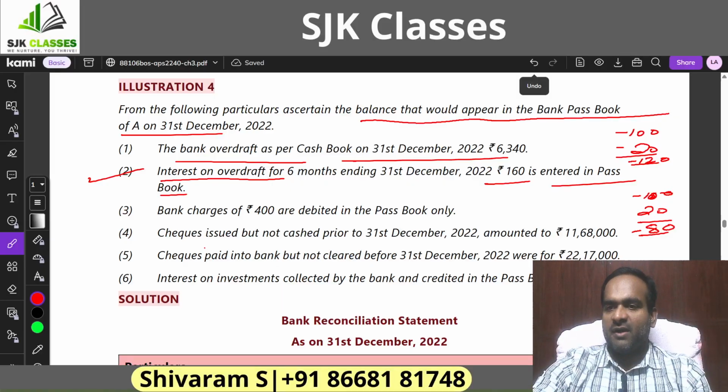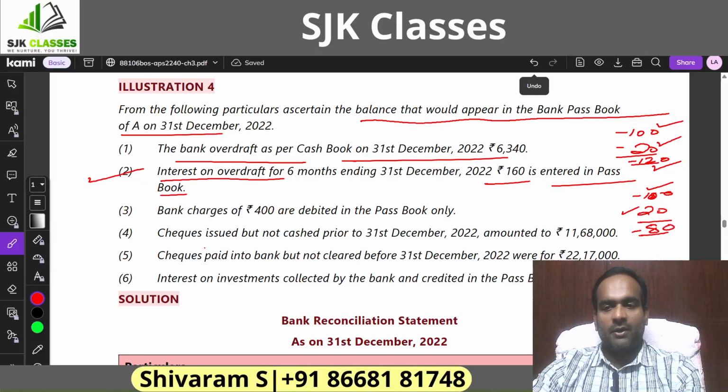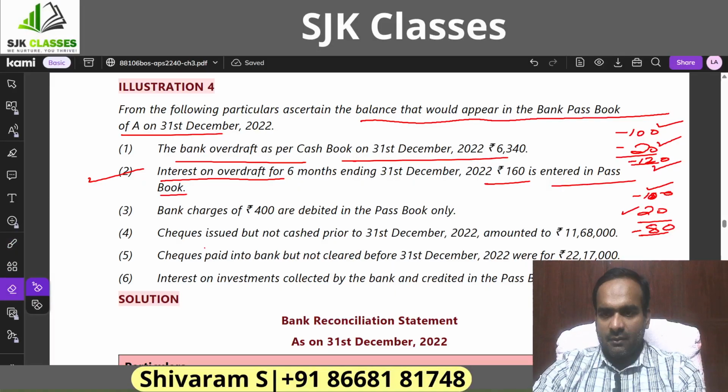Now, what I'm trying to convey here is, on a negative balance, if you give a negative effect, what happens? A negative balance will go up. I hope it's clear. Similarly, on a negative balance, if you give a positive effect, what will happen? The negative balance will come down. That's what I'm trying to convey. Just keep this point in mind. It will be useful when solving this sum. Now let's get started.